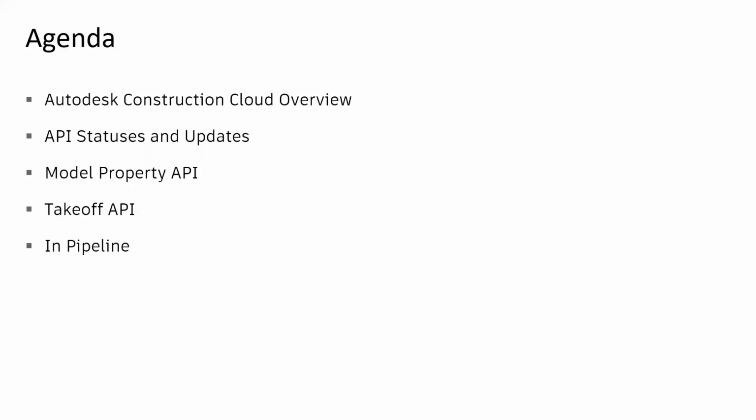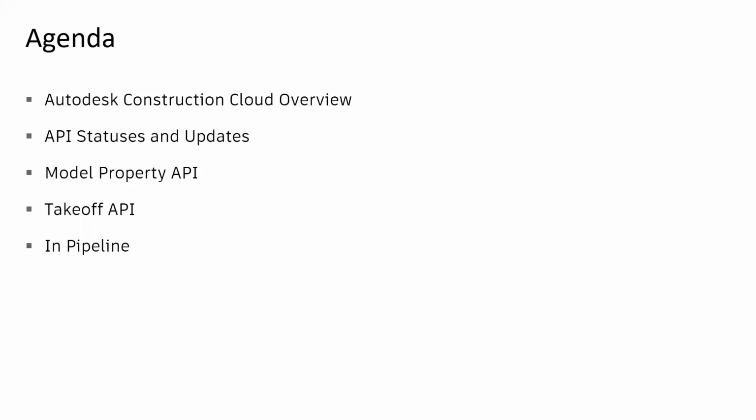Agenda. First, I will give you a quick overview of Autodesk Construction Cloud Unified Products. I will then talk about the latest status of BIM 360 and ACC API, including recent updates. We'll look at this by each product module. We'll then look at the two new API areas in more detail.